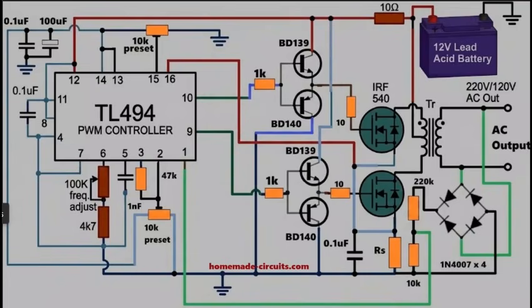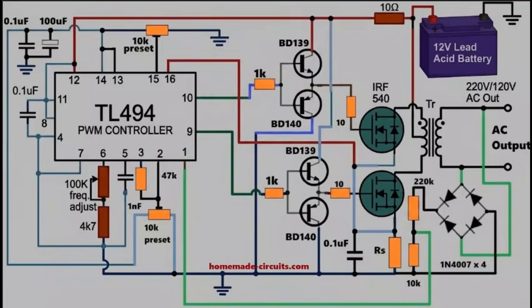Next is pin number 4. Pin 4 is the dead time control pin. In this circuit it is kept near ground potential. This means minimum dead time and maximum PWM range. Dead time is very important because it prevents both MOSFETs from conducting simultaneously.